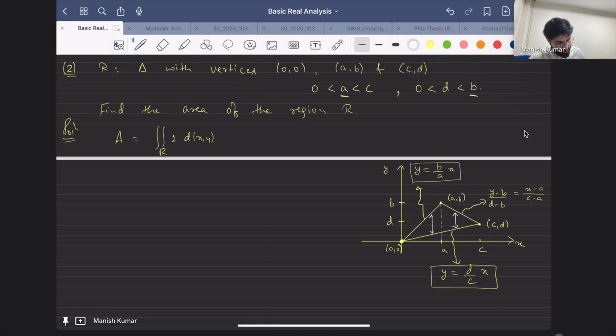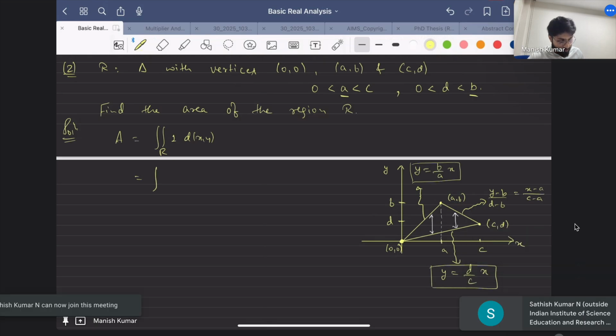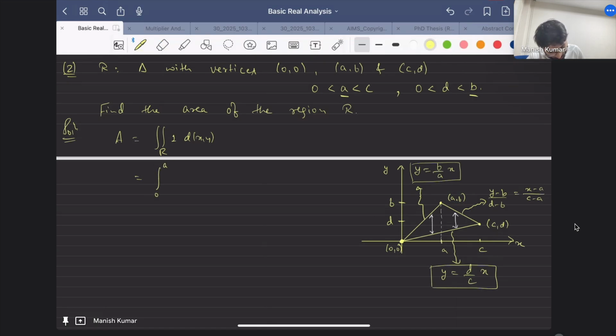So the first thing is that we are dividing this x into two parts, the interval 0 to C. We'll first split this, so let's look at just 0 to A. Here x is varying from 0 to A, and in this region y is varying from d by cx to b by ax. So this is one: first dy and then dx.